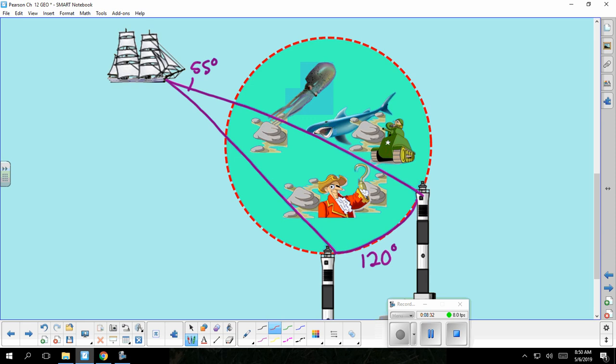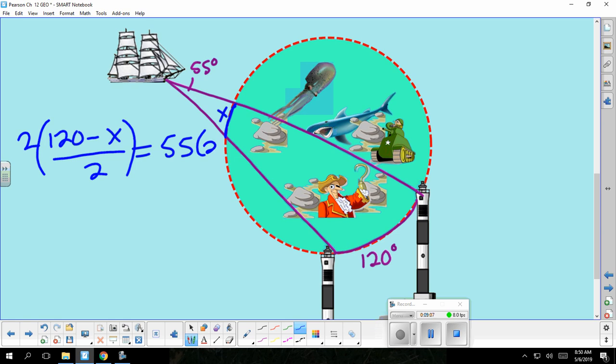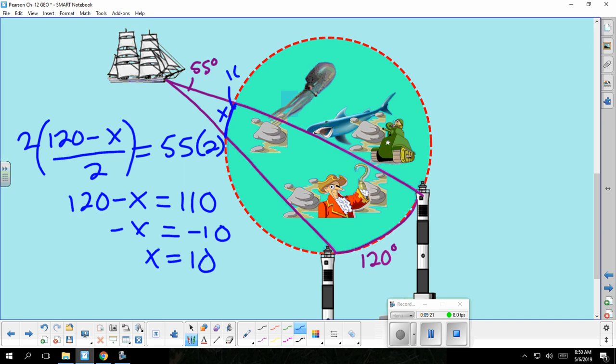All right, well, let's solve for this right here. We'll call that x. If x is a positive value, the ship is obviously outside the circle. So let's see this. 120 minus x divided by 2 equals 55. I'm going to multiply both sides by 2. 120 minus x equals 110 degrees. Subtract 120, negative x equals negative 10. So x equals 10. So this arc measures 10 degrees.